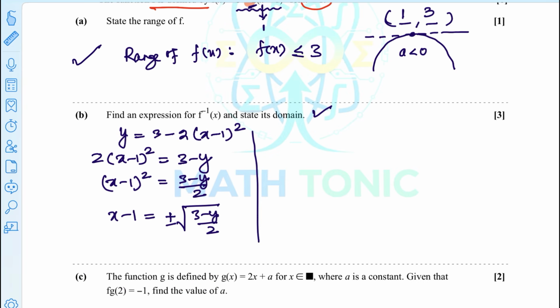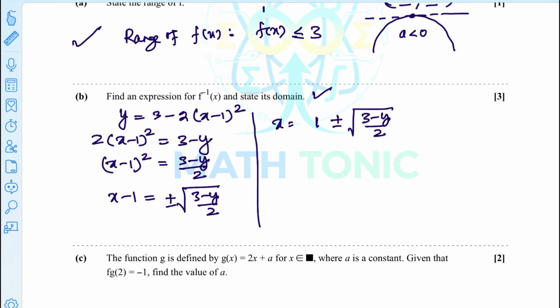So if I'm trying to find the value of x only, x equals 1 plus or minus the square root of (3 minus y) over 2. So basically, at the end I can write f inverse of x equals 1. Okay, two answers I'm getting: 1 plus the square root of (3 minus x) over 2, like this, or we can say 1 minus the square root of (3 minus x) over 2. But the thing is, only one will be the answer. So which one will be the answer?